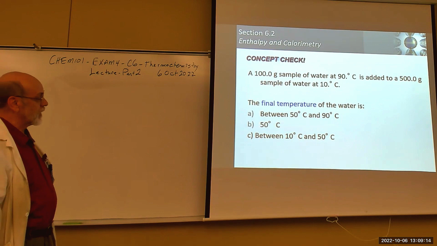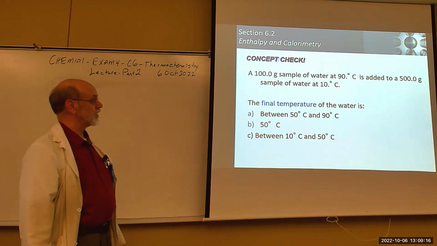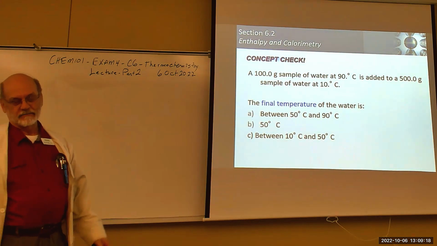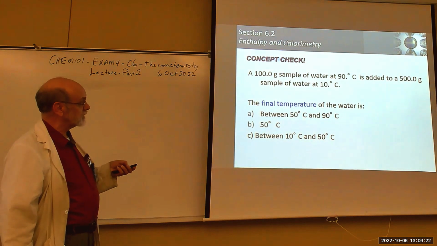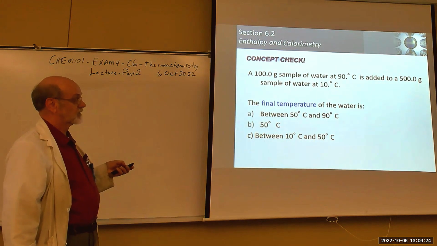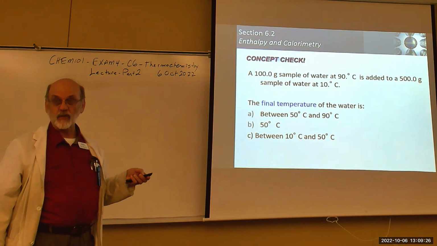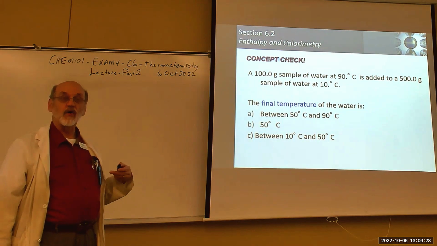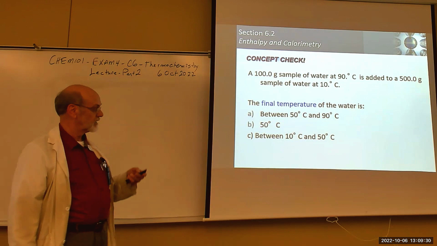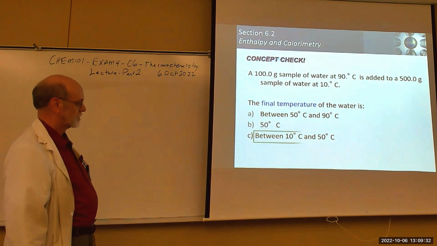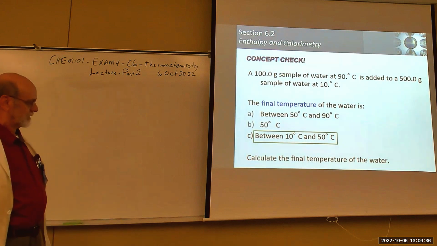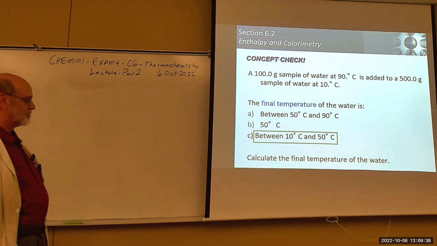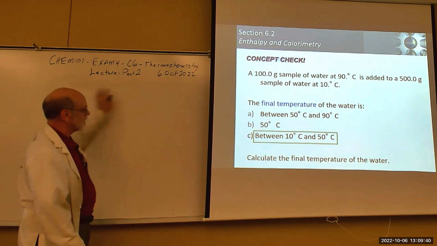What if we have 100 grams of water at 90 degrees and 500 grams of water at 10 degrees? We can reason that out. Is it exactly 50? I don't think so, because you've got more water at the lower temperature. So it's going to be lower, less than 50 degrees. Right. And we go through that same process.